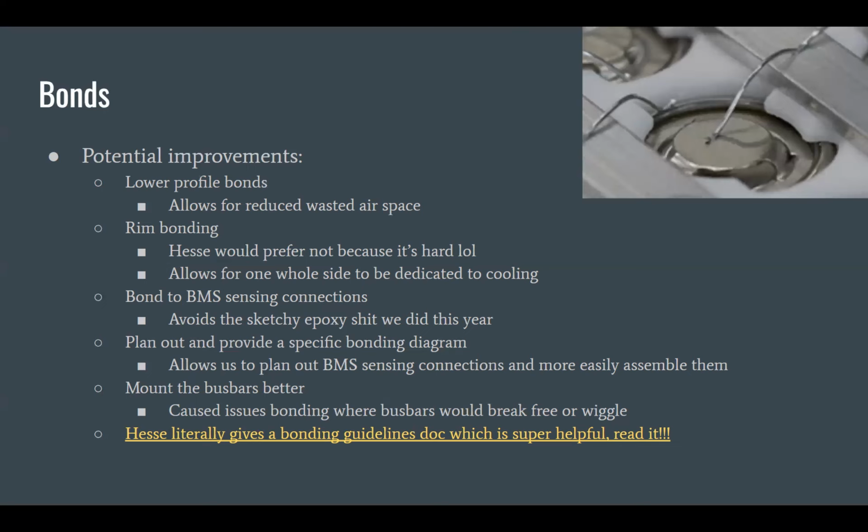So like how to pick materials for bonding, how to design your bus bars, how to design your cell holders, what your glass content should be, what your material type should be. They just explain all of that in this super duper uber helpful document that I'm not going to click on right now, but I could.